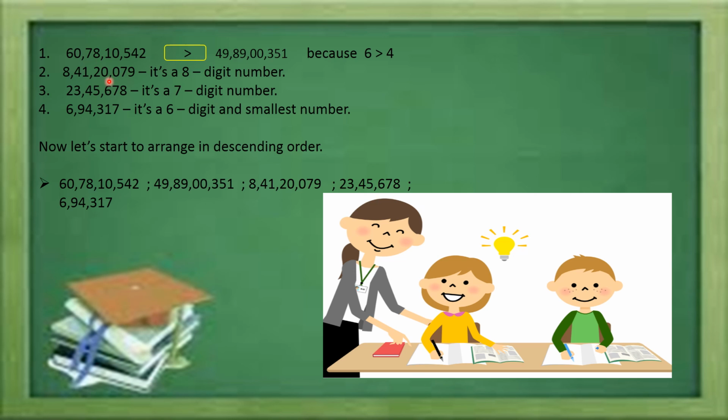The 8-digit figure will come next, and that is 8 crore 41 lakh 20,079. At the fourth position the 7-digit figure will come, and that is 23 lakh 45,678. And at the very last position the 6-digit figure will come, and that is 6,94,317. This is how we can arrange in ascending and descending order with large figures.